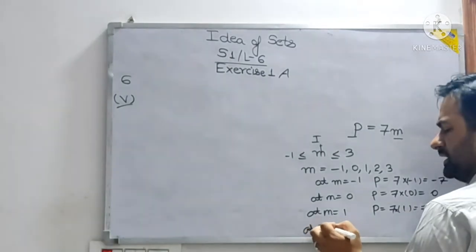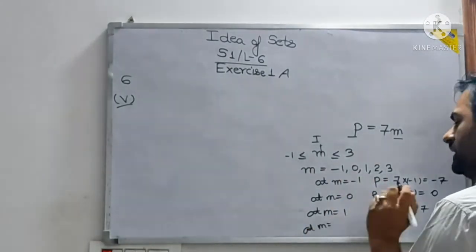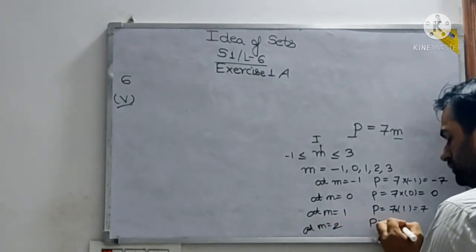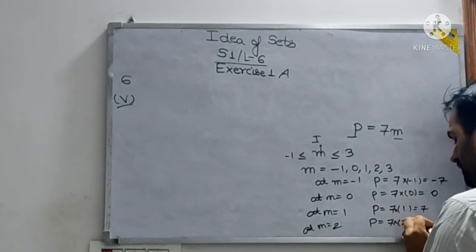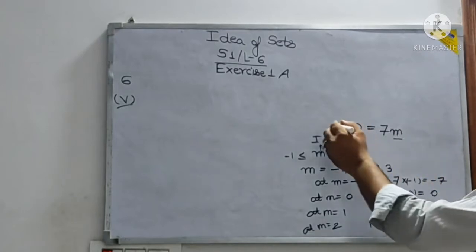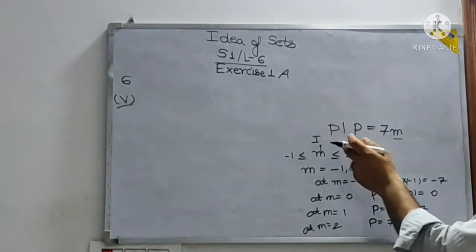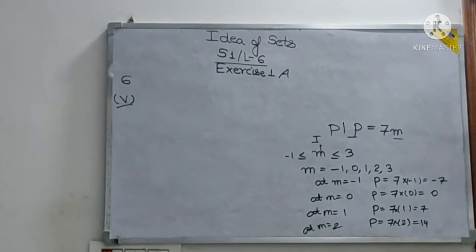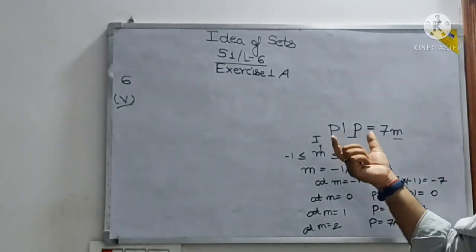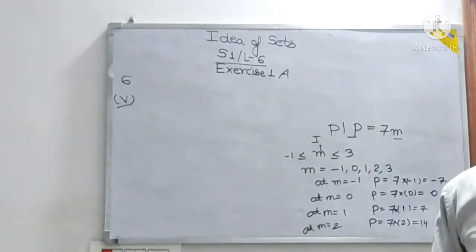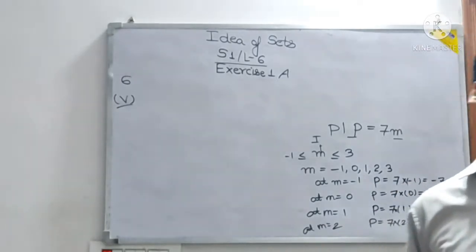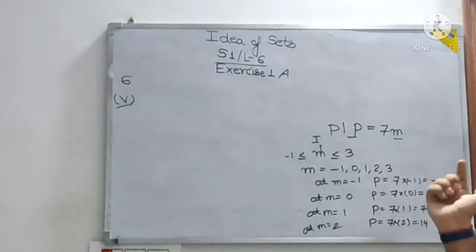Now you can understand the pattern, so you need not write 2 or 3, or you can write them also. At m equal to 2, P is equal to 7 into 2, that is 14. So basically they want the value of P only. They have given the value of P, which is judged by the value of m. Since they have told about another variable called m, they will be telling which group of numbers it belongs to. So m belongs to the group of integers.